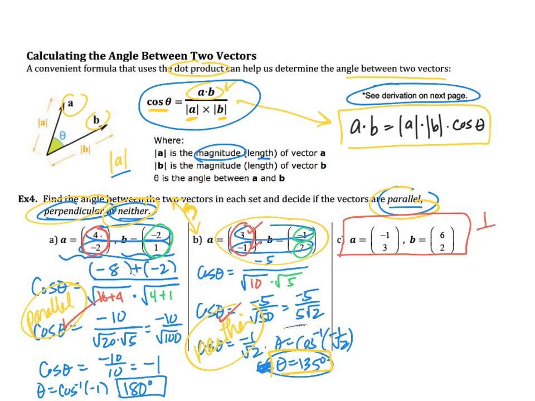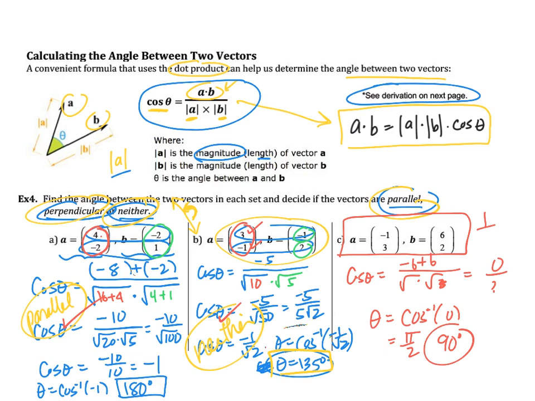So again, cosine of theta, we do our dot product, that's -6 plus 6, so instantly I can just stop because -6 plus 6 is 0, and 0 divided by anything is going to be 0. So what is the angle measure going to be if cosine equals 0? Well, that's pi over 2, or 90 degrees, because we're doing degrees. And if it's 90 degrees, that does indeed mean that these two vectors are perpendicular to each other.